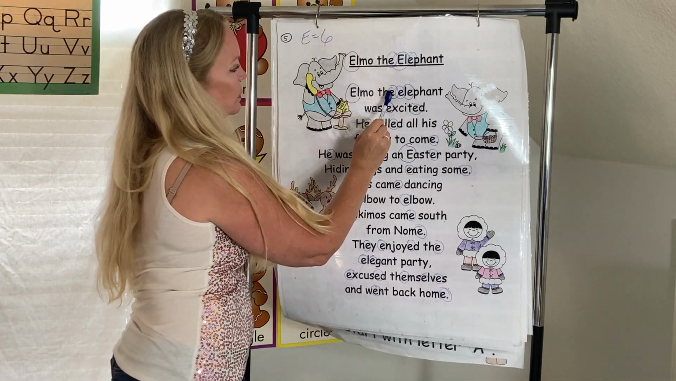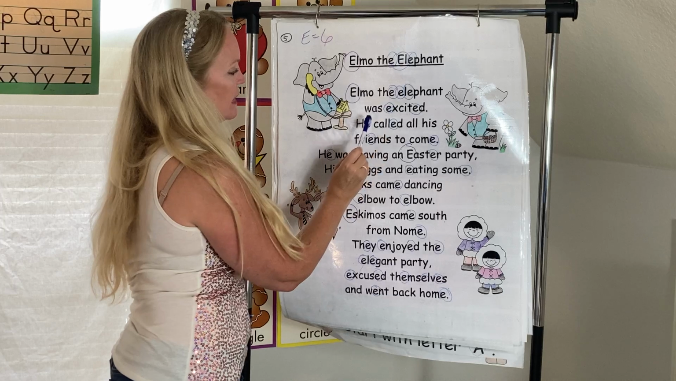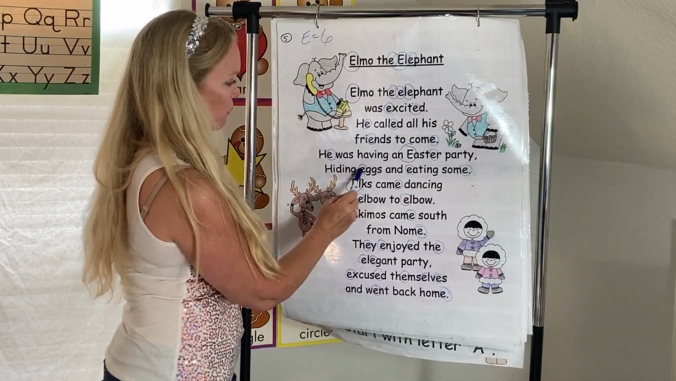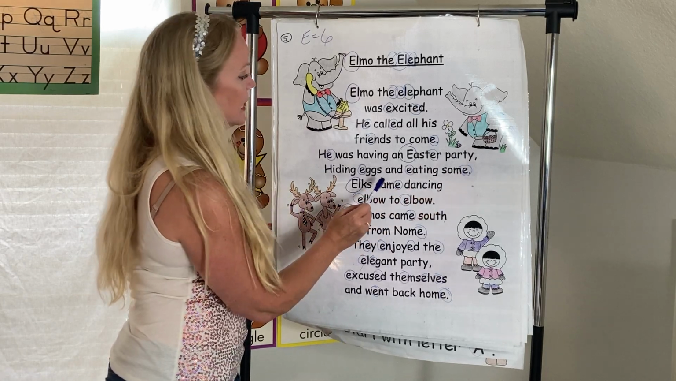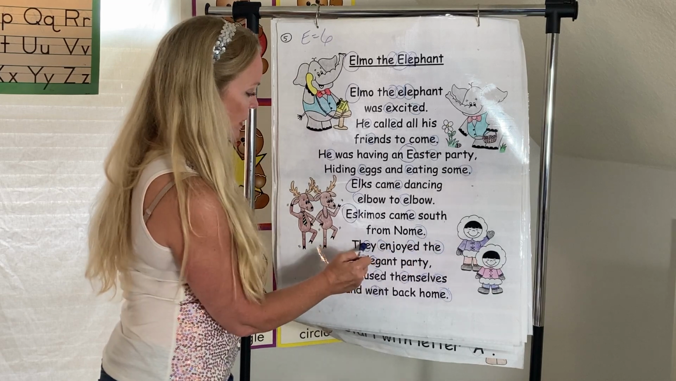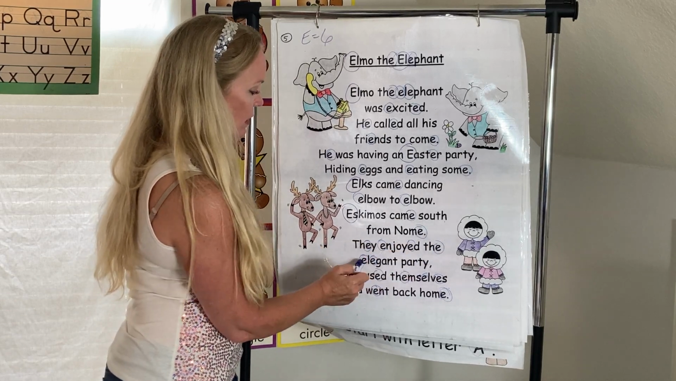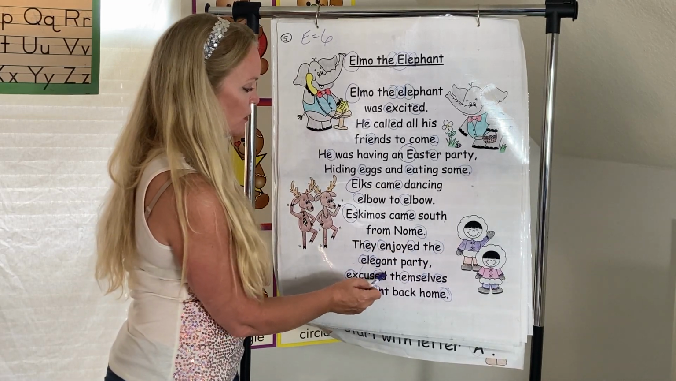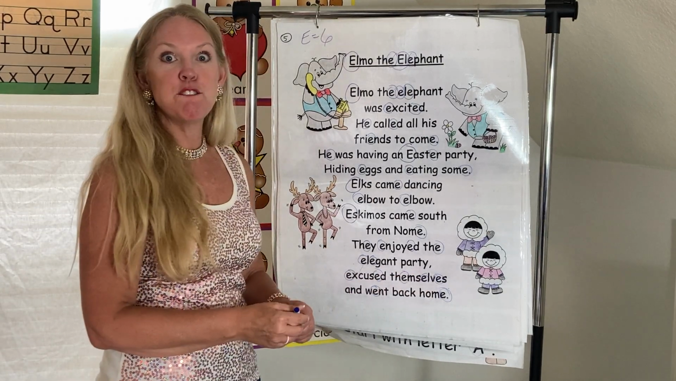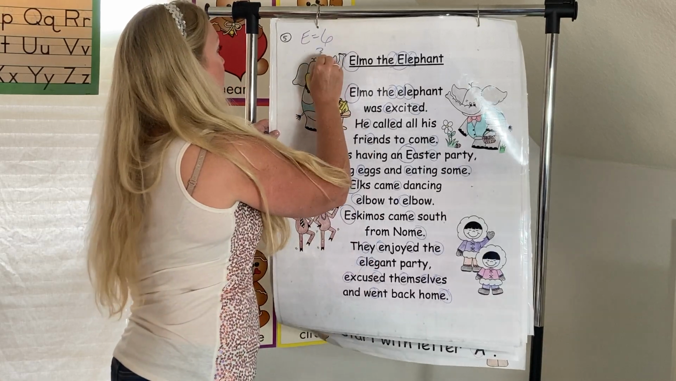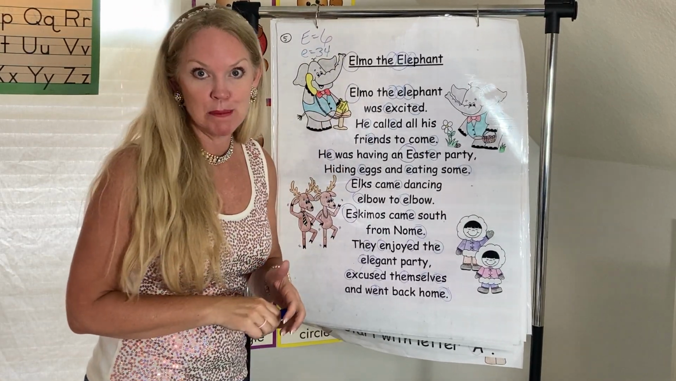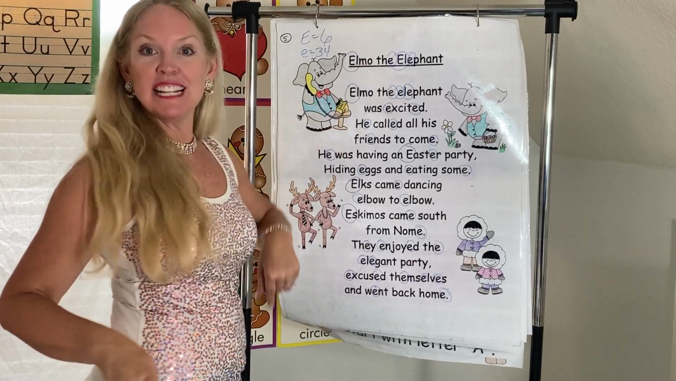1, 2, 3, 4, 5, 6, 7, 8, 9, 10, 11, 12, 13, 14, 15, 16, 17, 18, 19, 20, 21, 22, 23, 24, 25, 26, 27, 28, 29, 30, 31, 32, 33, 34. My goodness, 34 lowercase e's. That is a lot, boys and girls. Awesome. Let's sing the song.